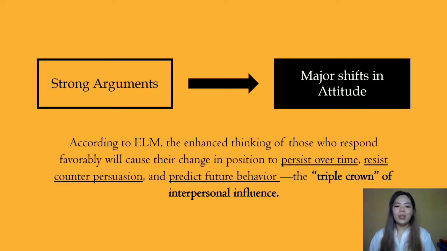According to ELM, the enhanced thinking of those who respond favorably will cause their change in position to persist over time, resist counter-persuasion, and predict future behavior, the triple crown of interpersonal influence. Meaning, dili na sila basta-basta nga mo-change sa ilang mind once nga makonvinsi na nimo na sila sa imong idea.